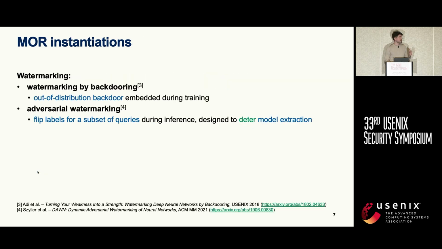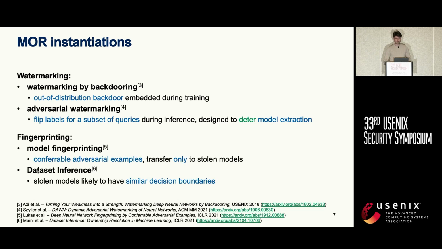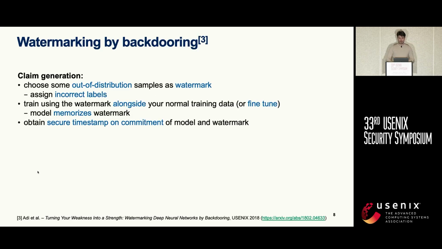When talking about instantiations of ownership resolution, in general, we have two types. We have watermarking, typically either by backdooring, very common and popular, or by adversarial watermarking, when the adversary is trying to embed the watermark inside the adversary's model. On the other hand, we also have fingerprinting, for instance, model fingerprinting like conferrable adversarial examples, or dataset inference, which is kind of like fingerprinting but relies on slightly different assumptions. And in the paper, we have a bunch of examples against all kinds of watermarking schemes, all kinds of fingerprinting schemes. And in the presentation that I sent to USENIX, there are also way more examples.